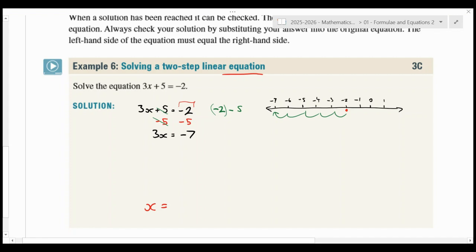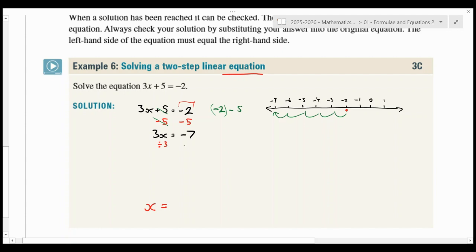All right, that was one step. That is our step 1. We are now about to do step 2. Our second step in this particular case, we have 3x equals minus 7. 3x means 3 times x. So what is the inverse of multiplication? It is division. So we're going to divide by 3.